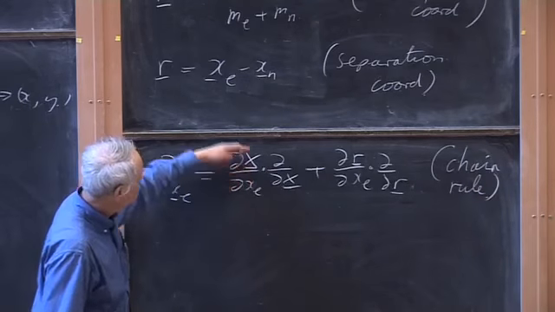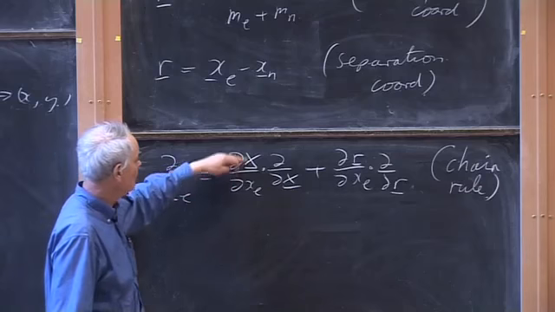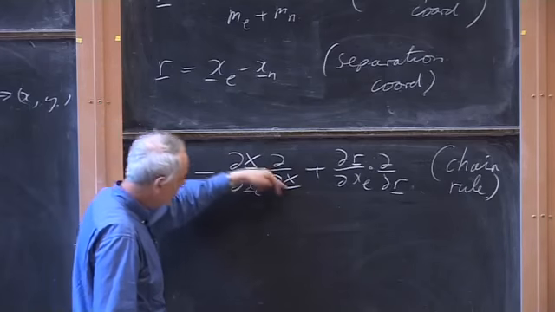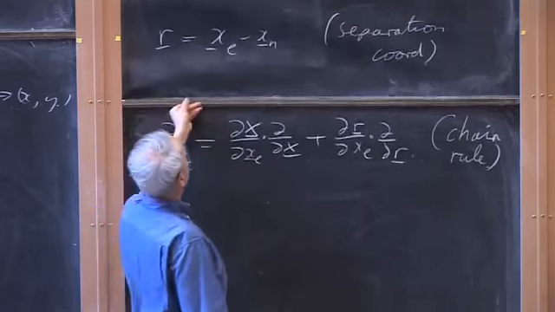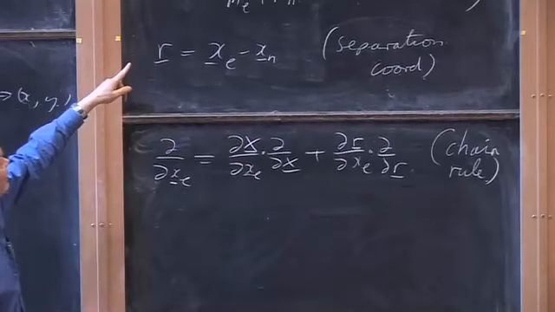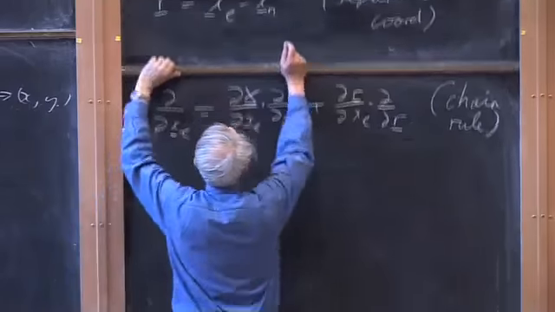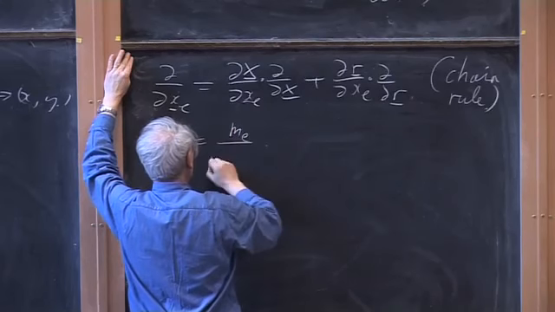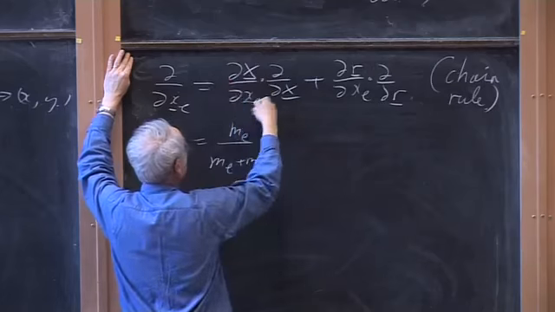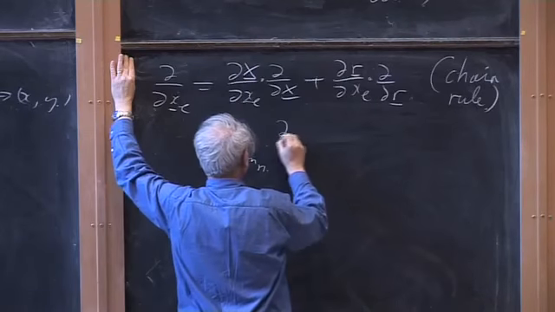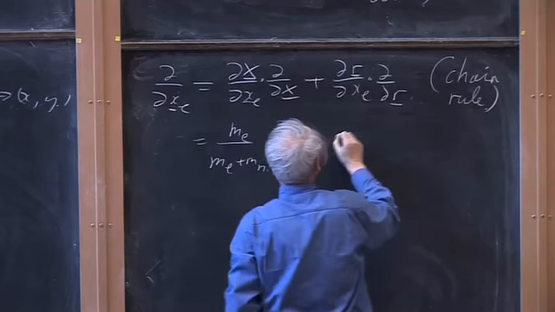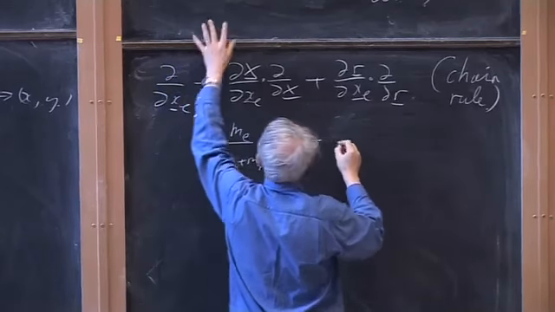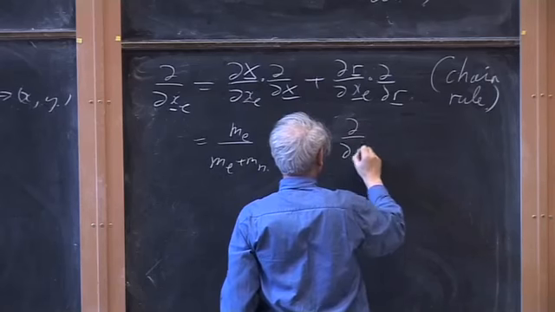And this dot implies a summation, right? Because this thing's got three components, so this is dx1 by dxe, d by dx1 plus dx2 by dxe, d by dx2, et cetera, et cetera. Now, fortunately, these partial derivatives are nice, friendly things because we just have linear combinations here. So I think we can easily see what this amounts to. This is going to be me over me plus mn. That's what this partial derivative comes to from up there, of d by dX plus, and what's this? This partial derivative is nice and simple. It's just 1, so we're just going to get plus d by dr.